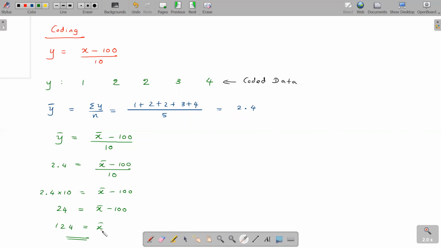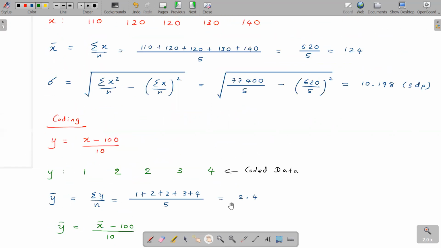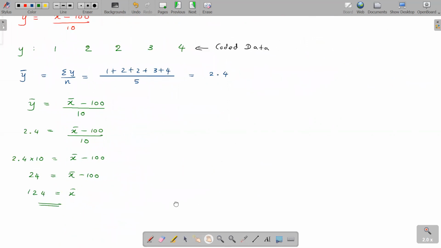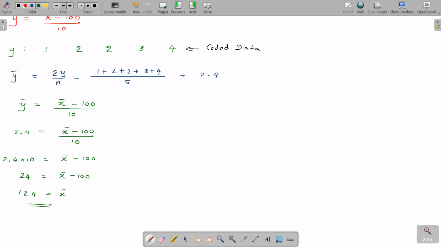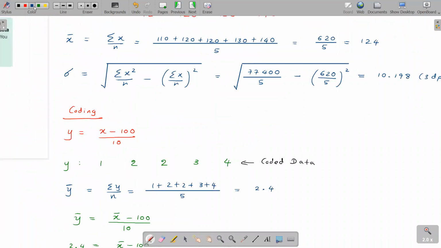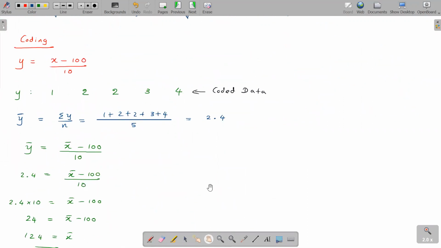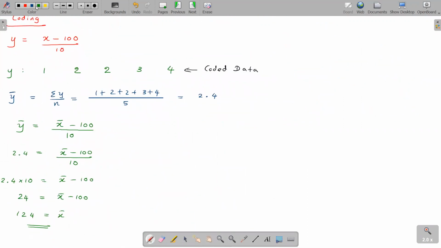I have found the y bar, but I also have to find what? Standard deviation. Shall we also go for standard deviation? Okay, so let's go for standard deviation. How does that work? Previously I found the standard deviation of x. Shall we write that as sigma x? We found sigma x, right? Now we are going with the coded data, which means we are going to find sigma y. Okay, let's find sigma y.